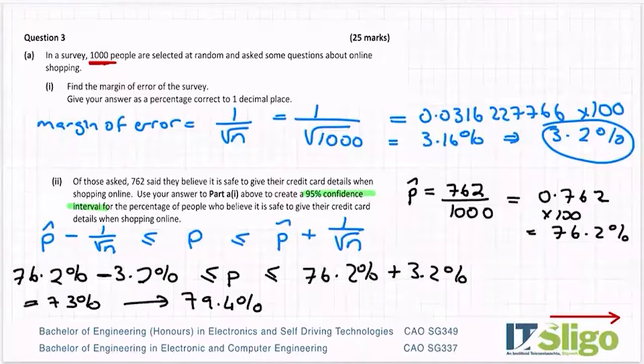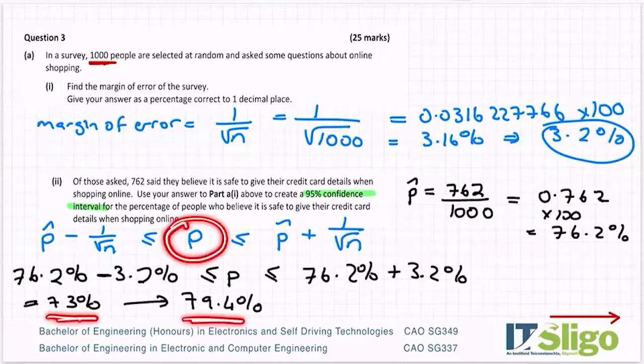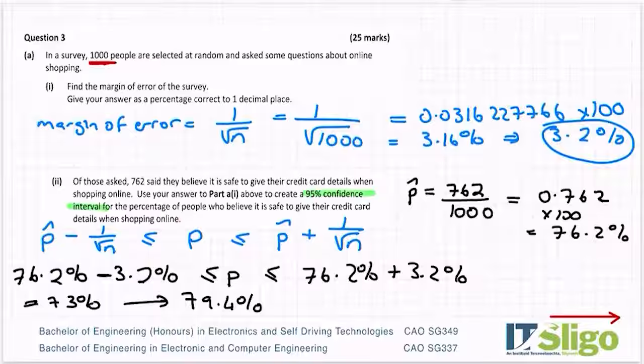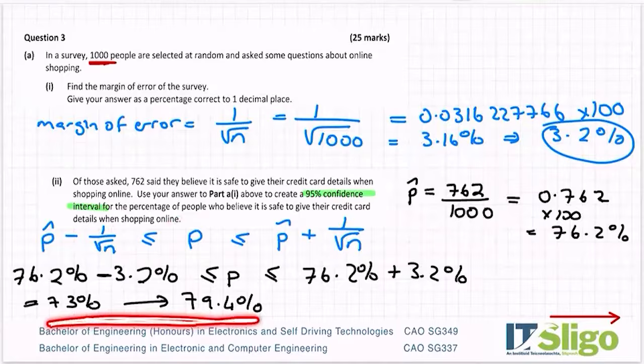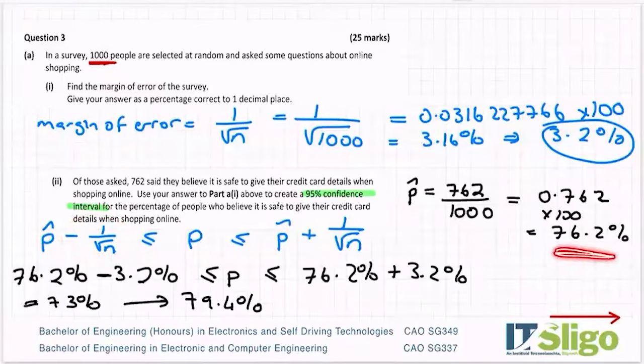So your confidence interval is the following: somewhere between 73% and 79.4% of the entire population feel that it's safe to give your credit card details online. So to explain what just happened there, based on the data we gathered from a sample, we are now making a statement about the entire population. And we do that with our margin of error. So instead of saying 76.2% of the entire population thinks it's safe, we go somewhere between 73% and 79.4% of the entire population thinks it's safe.